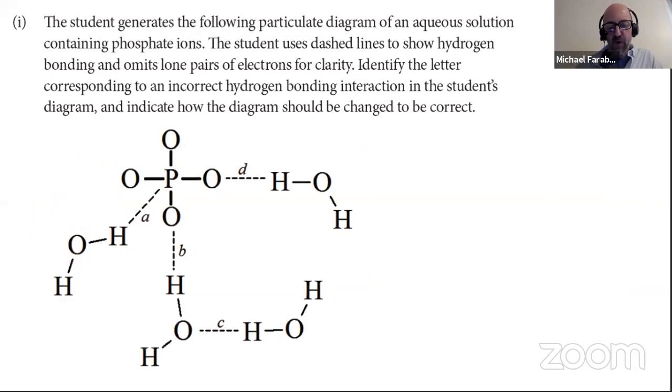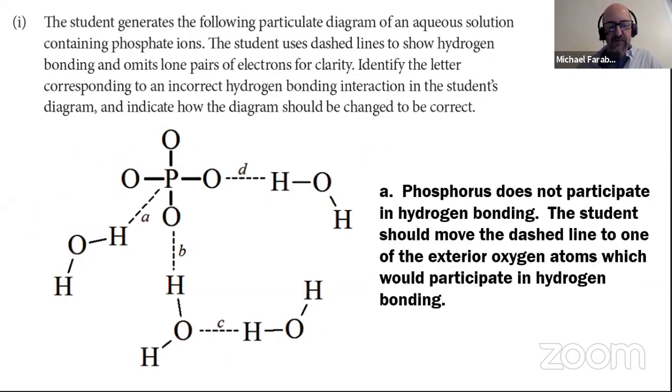Another approach is to focus on the fact that you could have moved the hydrogen in the water molecule so it was oriented toward one of the oxygens, so that phosphorus does not participate in hydrogen bonding. Instead, it's nitrogen, oxygen, and fluorine. So the student should move the dashed line to one of the exterior oxygen atoms, which would participate in hydrogen bonding. Okay, let's take a look at some student answers.